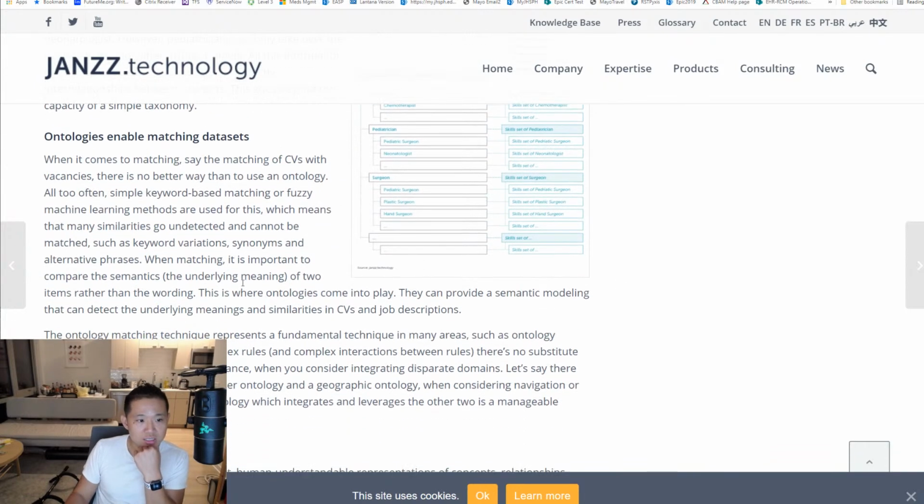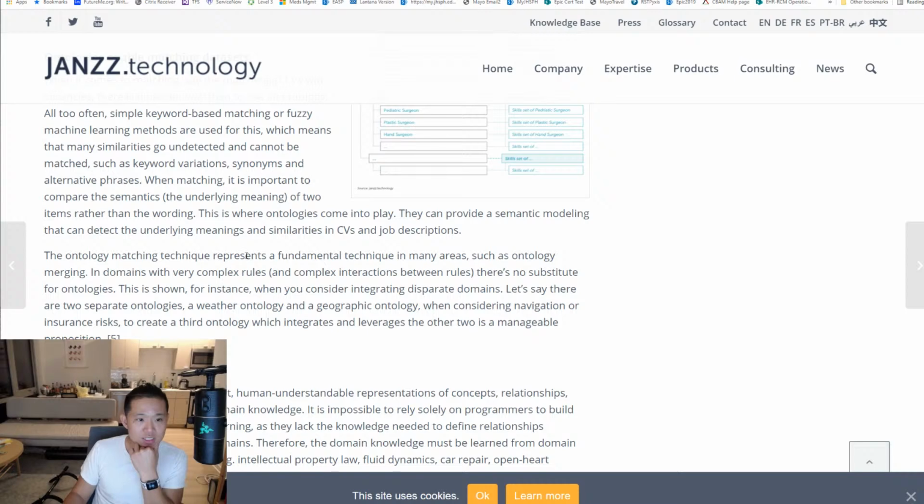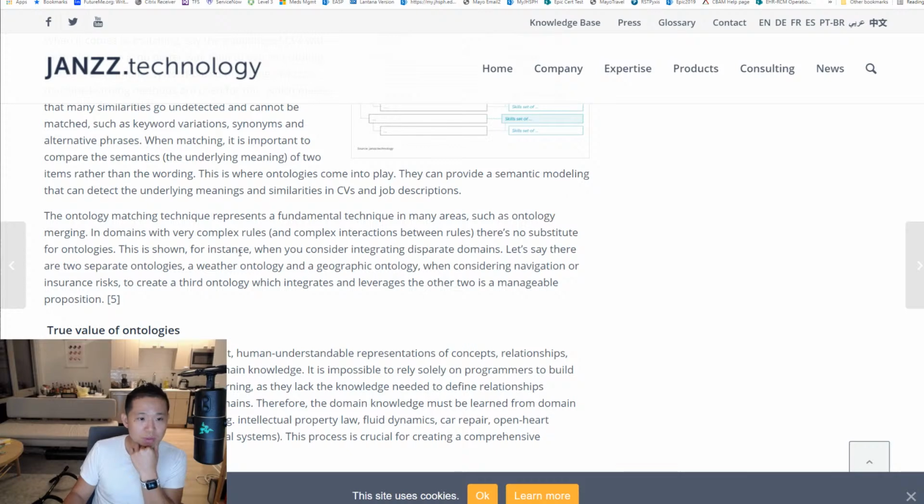Ontologies enable matching data sets. When it comes to matching, say the matching of CVs with vacancies, there is no better way than to use an ontology. All too often, simple keyword-based matching or fuzzy machine learning methods are used for this, which means that many similarities go undetected and cannot be matched, such as keyword variations, synonyms, and alternative phrases. When matching, it is important to compare the semantics, the underlying meaning of two items rather than the wording. This is where ontologies come into play. They can provide a semantic modeling that can detect the underlying meanings and similarities in CVs and job descriptions.